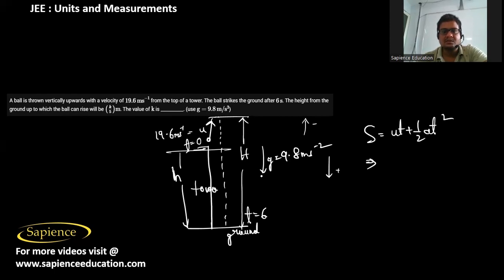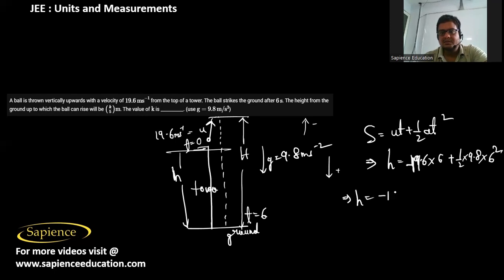Now the total displacement in 6 seconds, that is h meter, and that is equal to ut. u is 19.6, that is minus 19.6 into t. t is 6 seconds, and plus half g 9.8 into t square, that is 6 square.